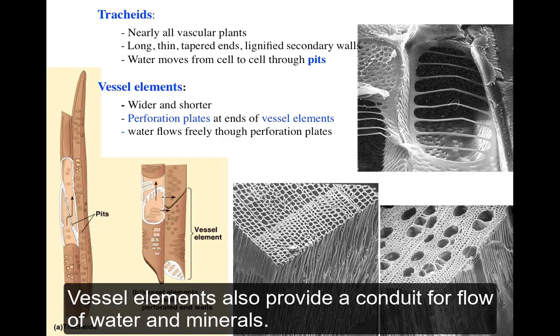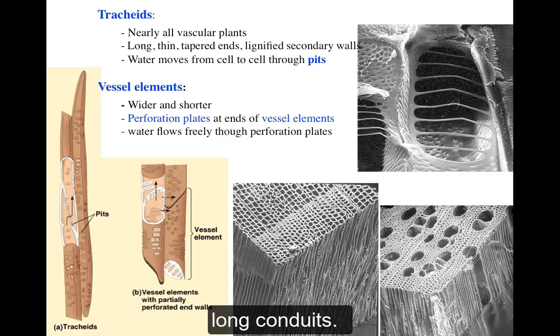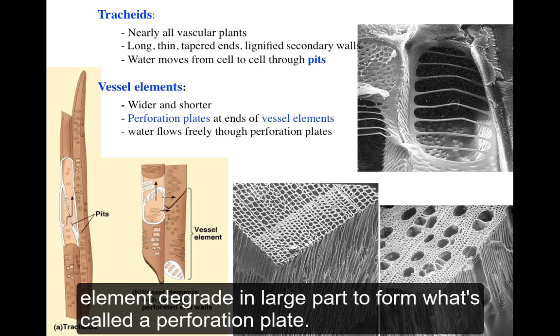Vessel elements also provide a conduit for flow of water and minerals. The cells and structure are wider and shorter, and they stack one right on top of the other to form long conduits. The end walls, where one vessel element stacks below and adjacent to the next vessel element, degrade in large part to form what's called a perforation plate.